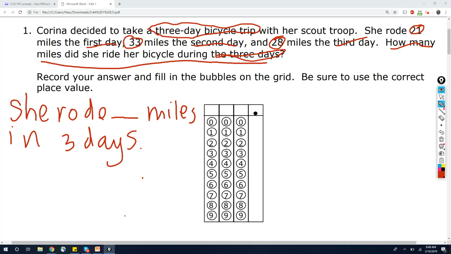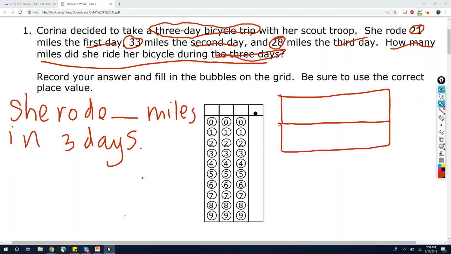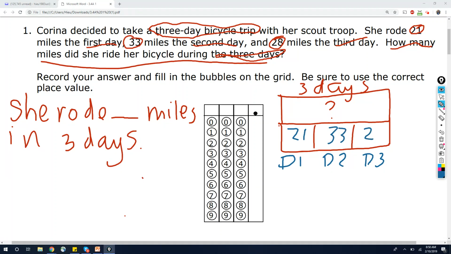For this problem, we go ahead and draw the picture. Do you think they already gave you a whole, the total? No. So we need to know how many miles she rode in 3 days. If they have 3 days, it means how many parts are there? Definitely 3 parts. So now we have day 1, day 2, and day 3, and all you have to do is fill in. Day 1 is 21, day 2 is 33, and day 3 is 28.